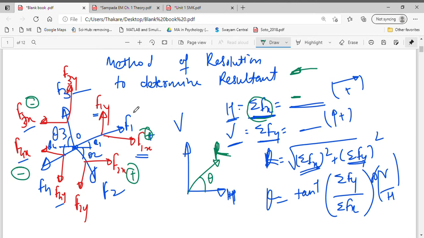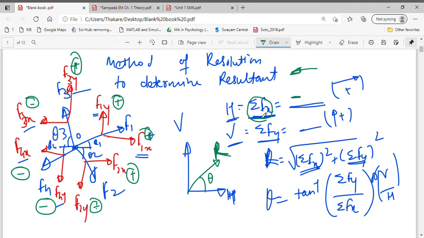Now let us look at the summation of vertical forces. We consider upward acting forces as positive. So here if I resolve F1, we have F1y acting in upward direction, so that will be positive. F2y is acting in downward direction, that will be negative. F3y is acting in upward direction, that will be positive, and F4y is acting in downward direction, so that will be negative. So for summation of forces in y, we will have F1y minus F2y plus F3y minus F4y.